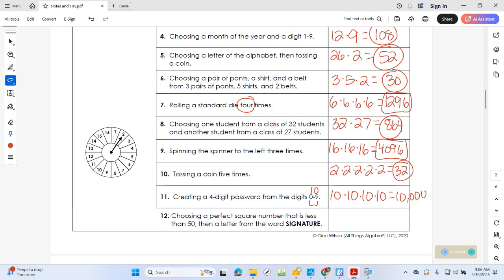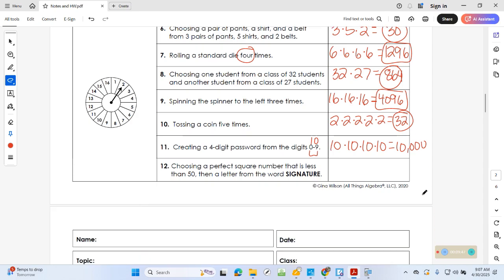All right, let me scroll it down just a little bit here. Choosing, ooh, perfect square. There's some good vocab. That is less than 50 and a letter from the word signature. Well, let's first just list these perfect squares.